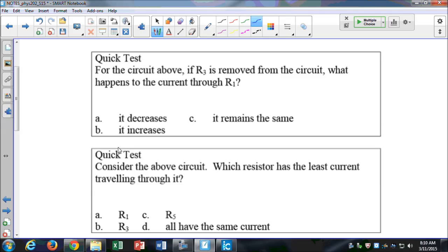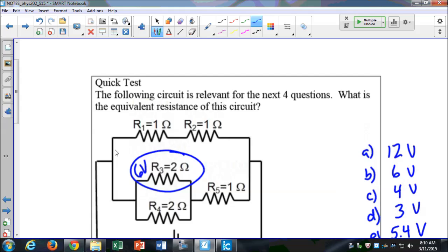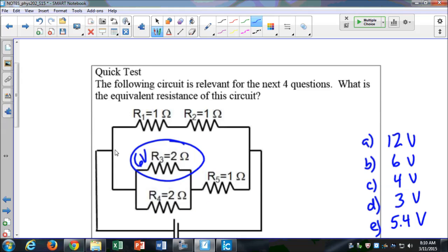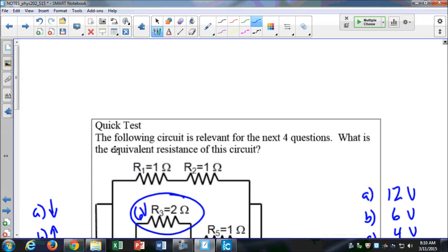All right, for the circuit, if R3 is removed, what happens to the current through R1? Does it A, decrease, B, increase, or C, stay the same? Sorry, I'm trying to show you the whole figure. What happens to the current through R1?